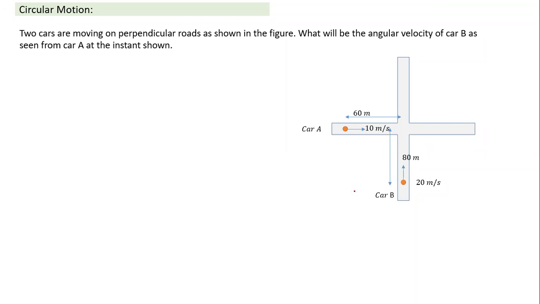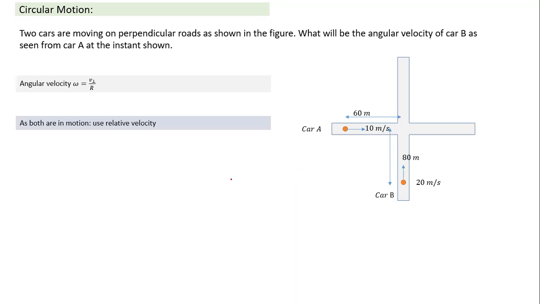So let's calculate when both objects are in motion. Angular velocity is V perpendicular by R, we know. When both are in motion, we attach the frame of reference to the observer. We attach the coordinate system here, because this velocity is observed from the ground frame of reference. If the observer is placed here, car B will also acquire a relative velocity. So there are two ways of solving the question.